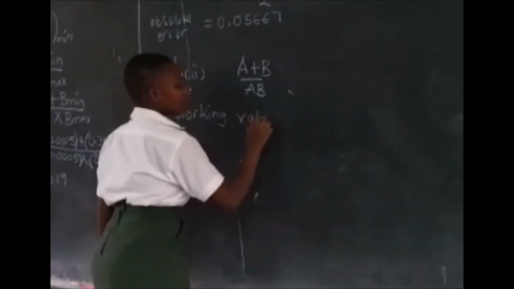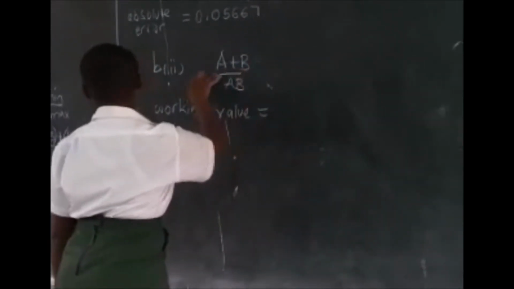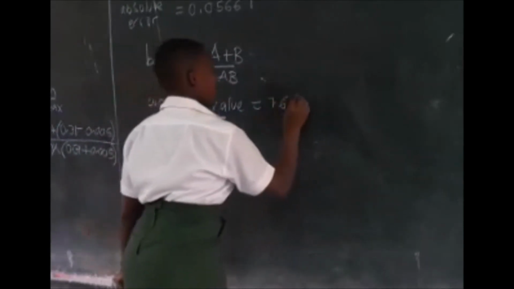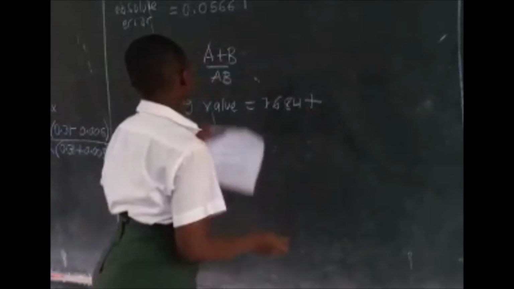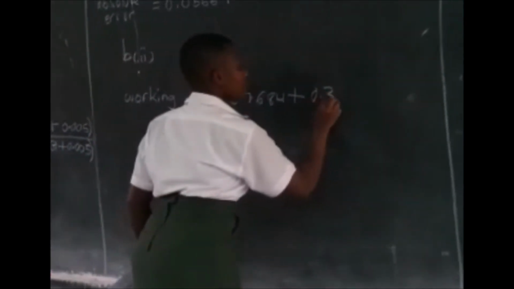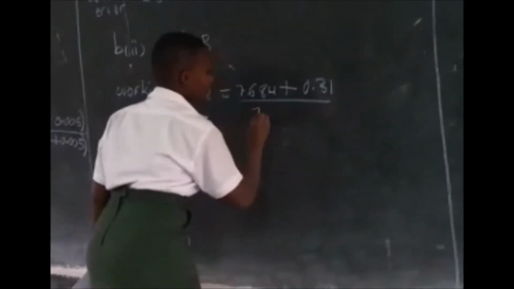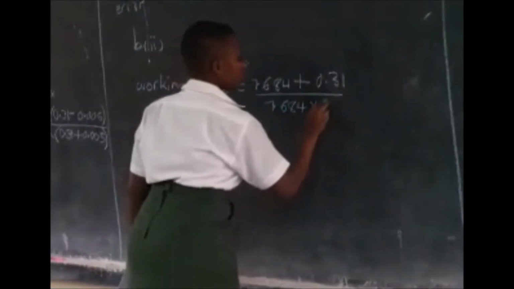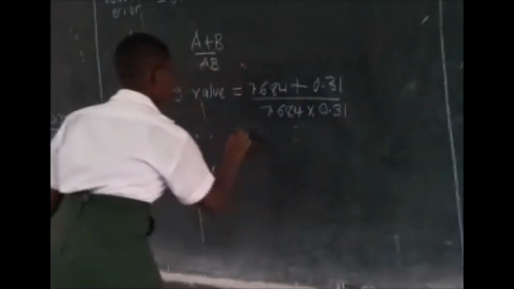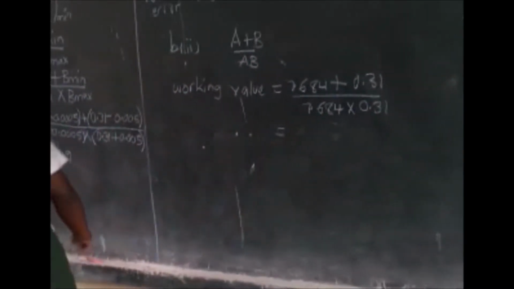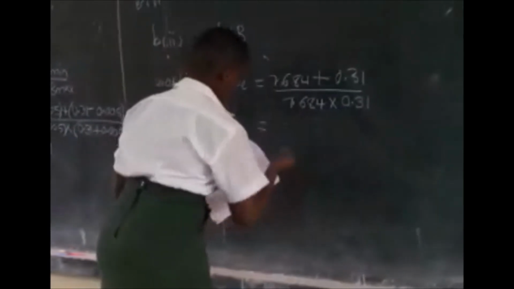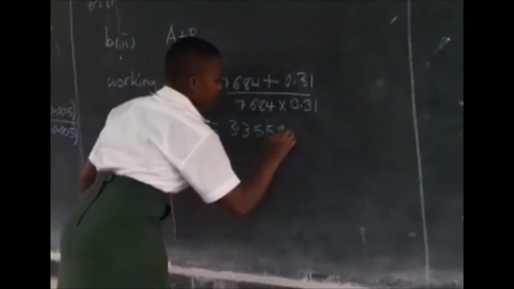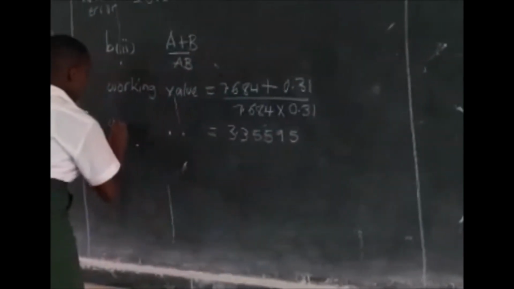Our working value would be the actual value of A, which is 7.684, plus the actual value of B, which is 0.31, out of the actual value of A, which is 7.84, times the actual value of B. So our working value will be equal to 3.35595. This will be our working value.